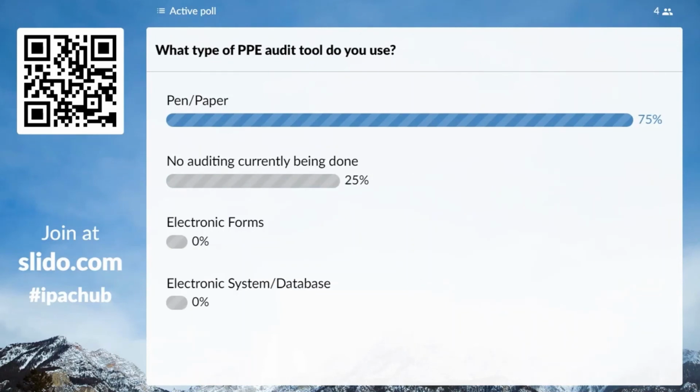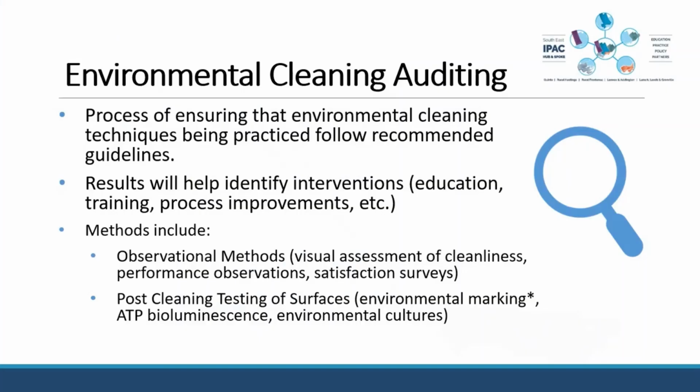Okay, great. So some of you have indicated that you're using pen or paper, and a couple indicated there's no auditing currently being done. Okay, thank you again for that information and feedback, and we will continue to monitor environmental cleaning.